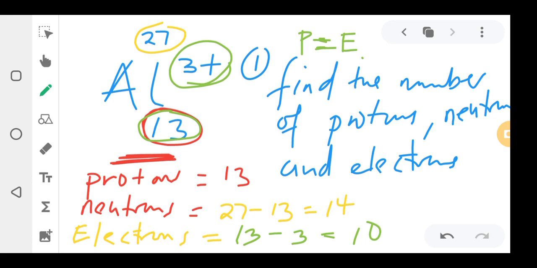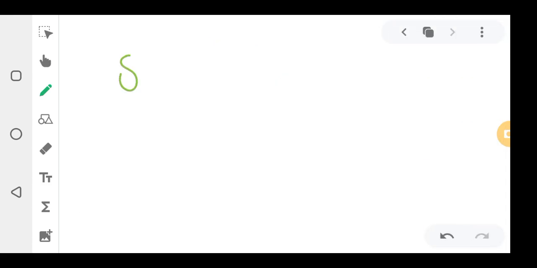Since there are 13 here, when you say plus 3, it means from the 13, chop off 3. Remove 3 from the 13. Okay? So same thing, if they give you, for example, sulfur, the 32 on top, and then 16 here.